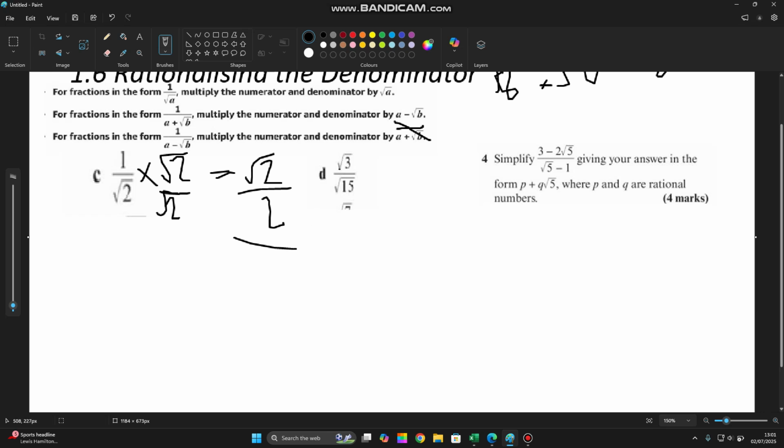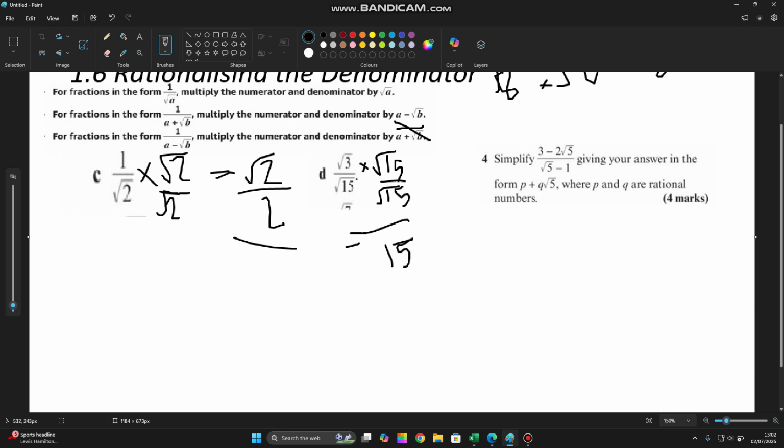Question D, root 3 over root 15. Now, we've got two surds on the numerator and denominator, but it's the same thing as before here. It's the same rule. We want to rationalise the denominator, so we want to get rid of this square root. So in order to do that, we're going to do the same thing, times by the square root of 15. Whenever you're doing this question, just try to think, how can I make sure there are no surds on the denominator? And the only way to do that would be to multiply by root 15. So root 15 times by root 15 would give us 15.